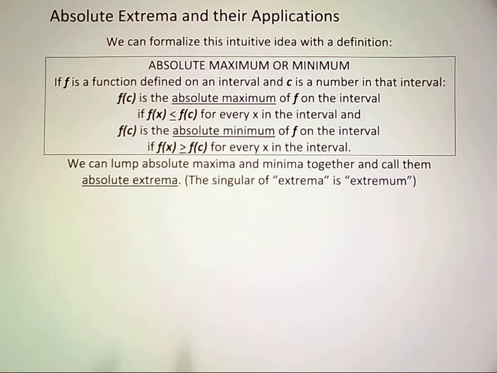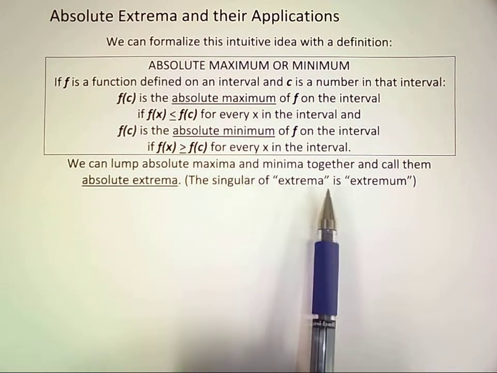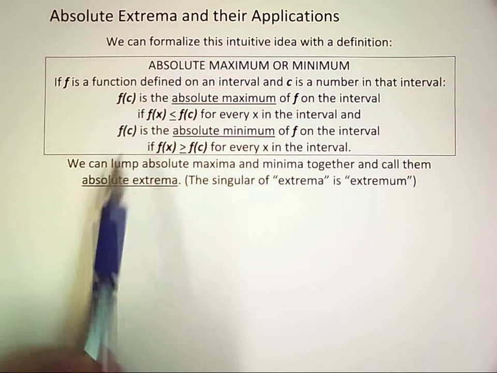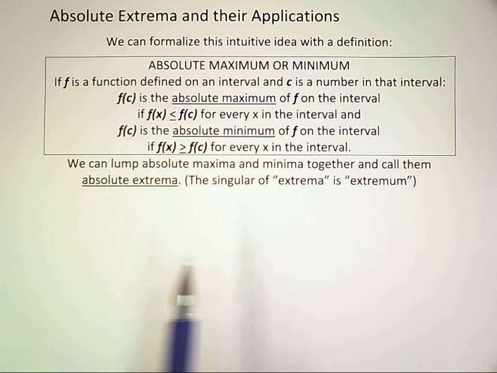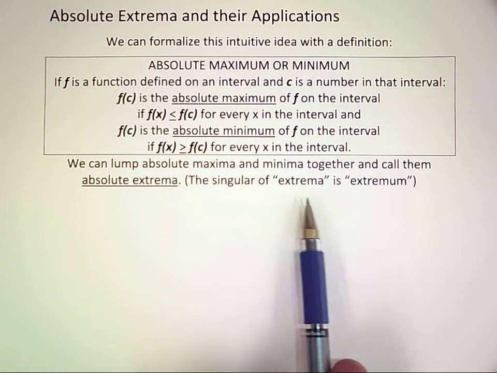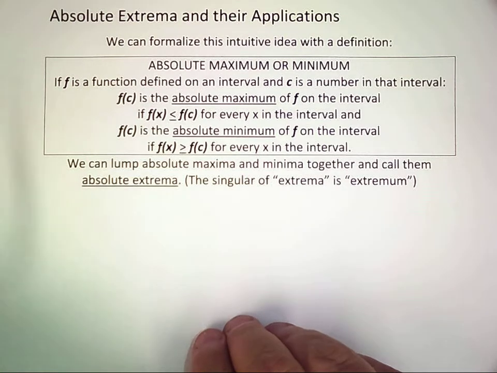I might also say that in terms of just vocabulary, sometimes we lump maxima and minima together and just call them extrema. So we can say the absolute maxima and minima together are the absolute extrema. And occasionally we need the word, the singular of that word. The singular of extrema is extremum. So just a little vocabulary lesson there.